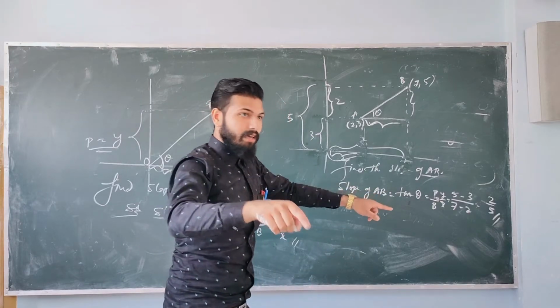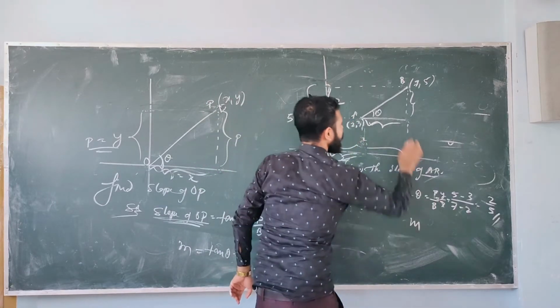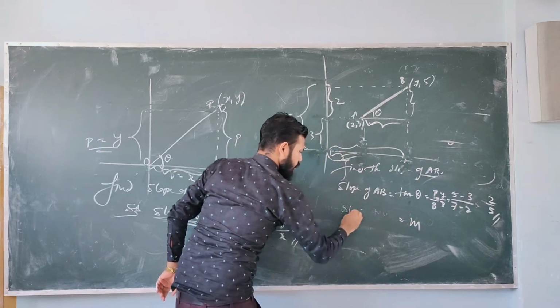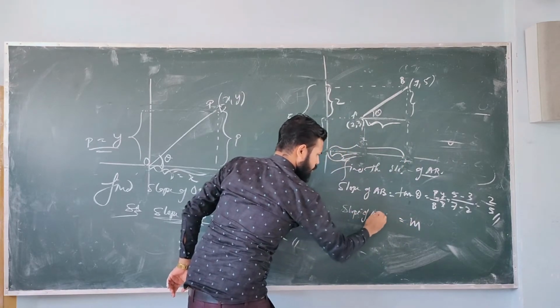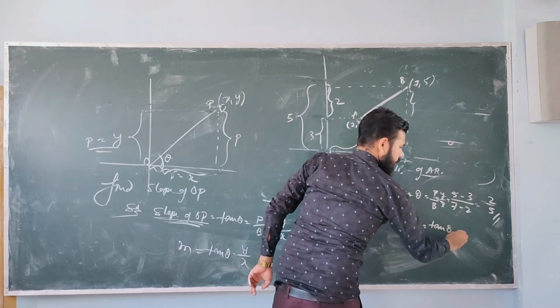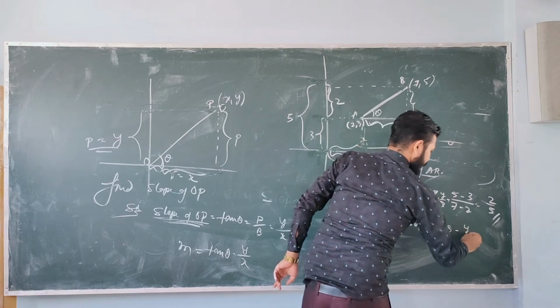Are you getting what I'm saying? So therefore, m equal to m means slope of m. You can write m also. You can write slope. You can write slope of AB also. You can write m also. You can write tan theta also. So you can write y by x also.